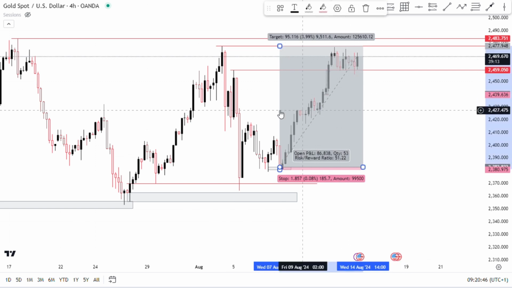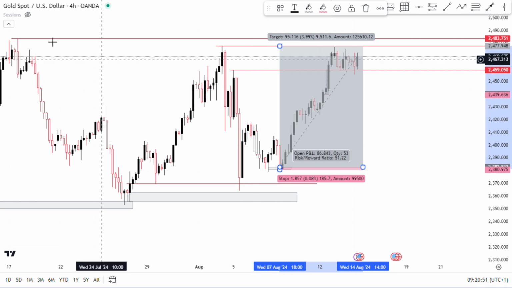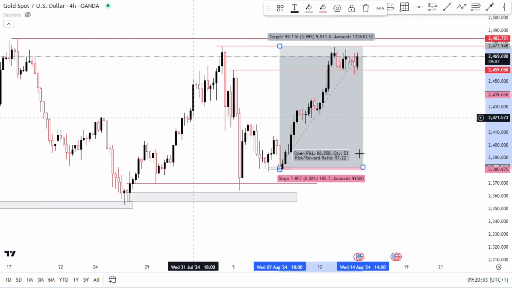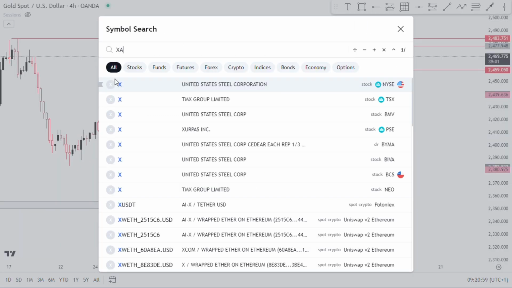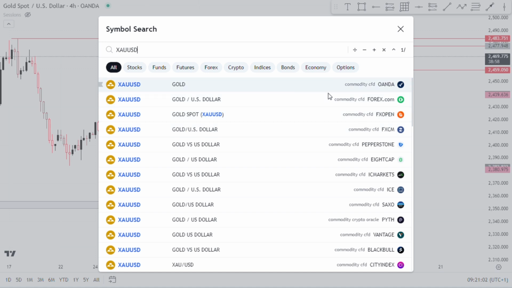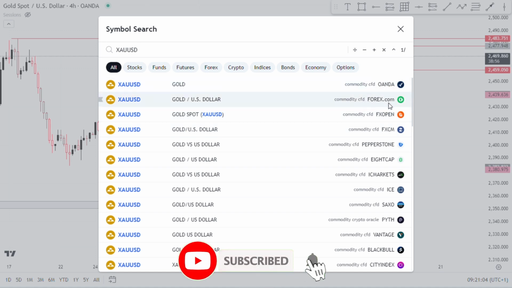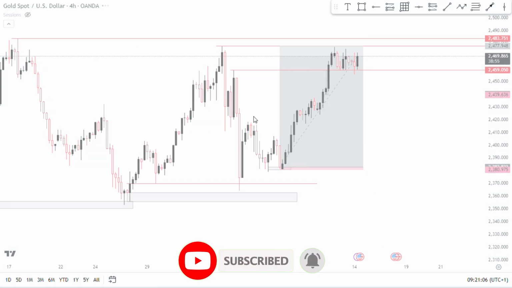Oh no, I don't want to delete this entry because this trade is here to get to take profit. And then this is my broker. I'm using Oanda. My broker uses 3 decimal places. So I'm going to switch to another broker. I'm going to use another broker right here. So we have Oanda, we have Forex.com. Let me make use of Forex.com.